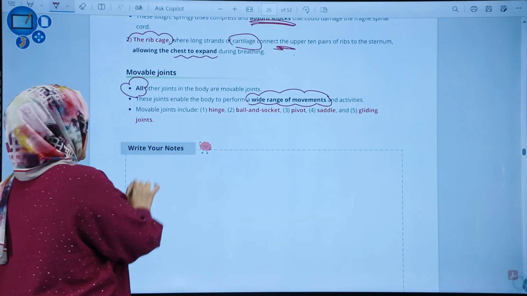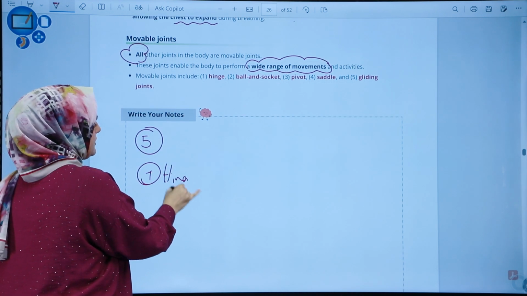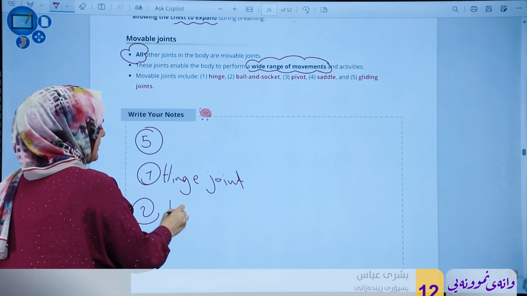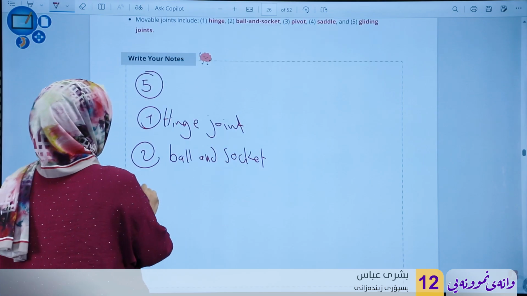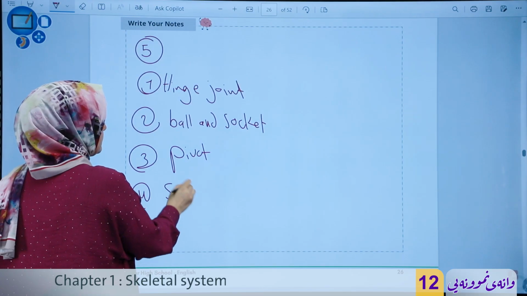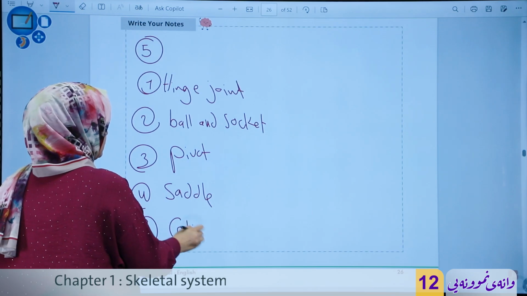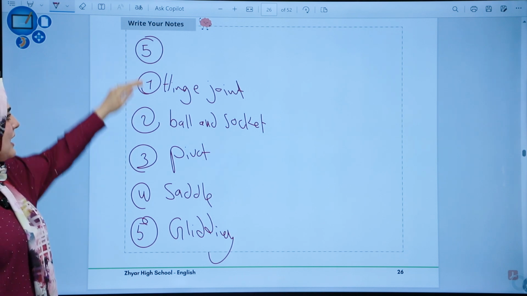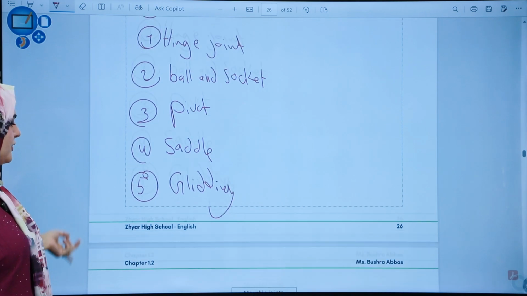Now, we have five examples here. The first one is the hinge joint. Then we have the second one, ball and socket. Our third one is pivot, then saddle, and gliding. We have five types of movable joint. If I say any name of any of these, it means I'm talking about a movable joint. Please don't forget about that.